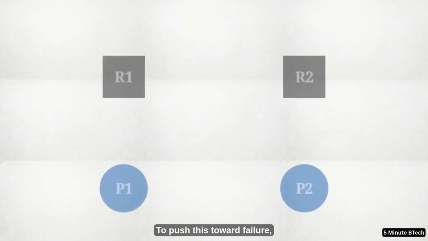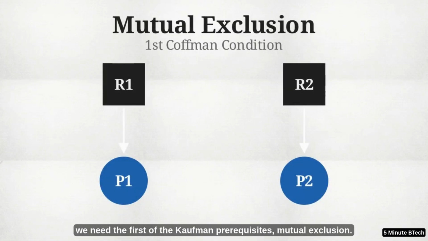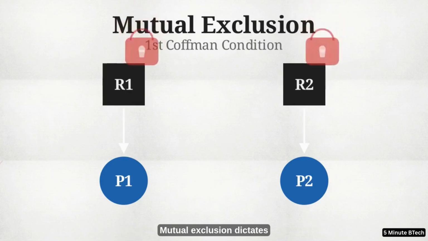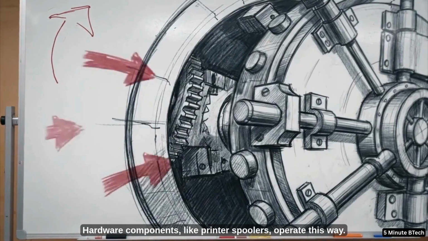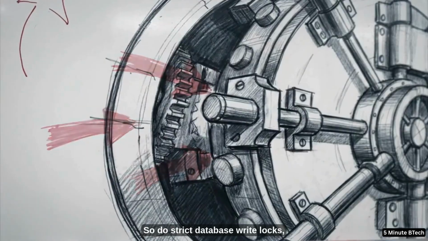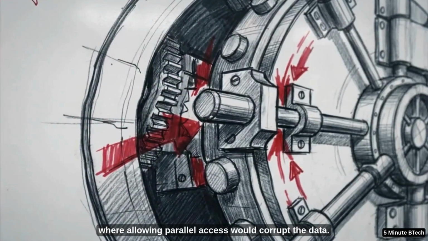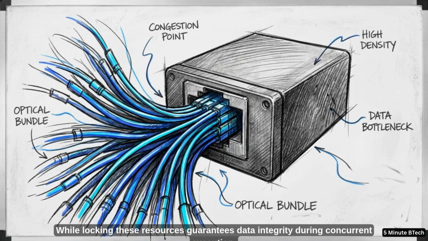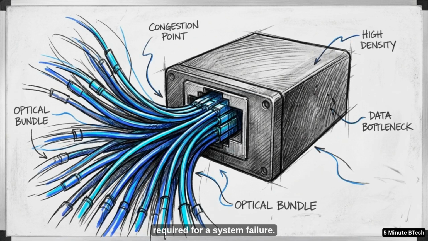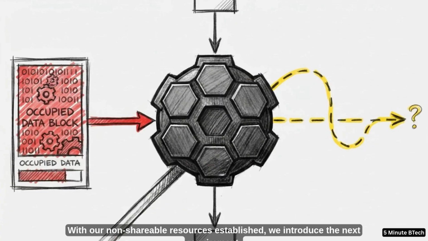To push this toward failure, we need the first of the Coffman prerequisites, mutual exclusion. Mutual exclusion dictates that at least one resource is completely non-shareable, locked down so only one process can use it at a time. Hardware components like printer spoolers operate this way. So do strict database write locks, where allowing parallel access would corrupt the data. While locking these resources guarantees data integrity during concurrent execution, it also establishes the structural bottleneck required for a system failure.